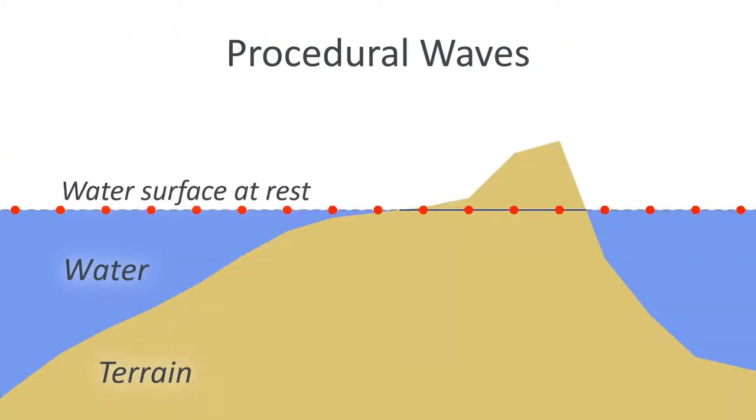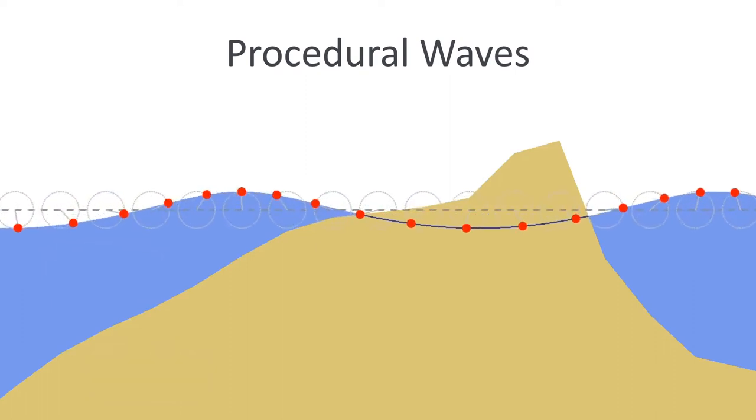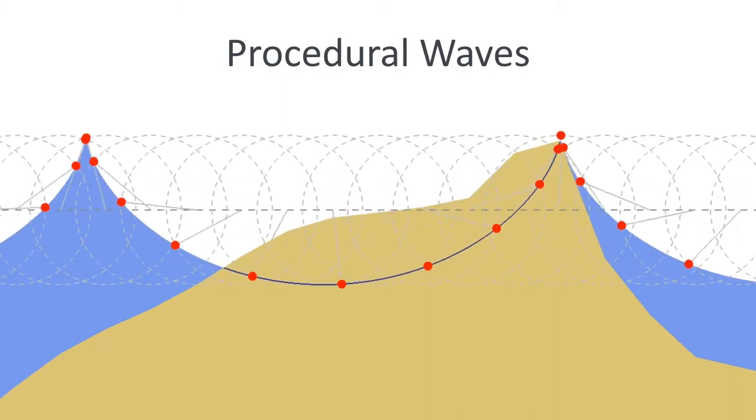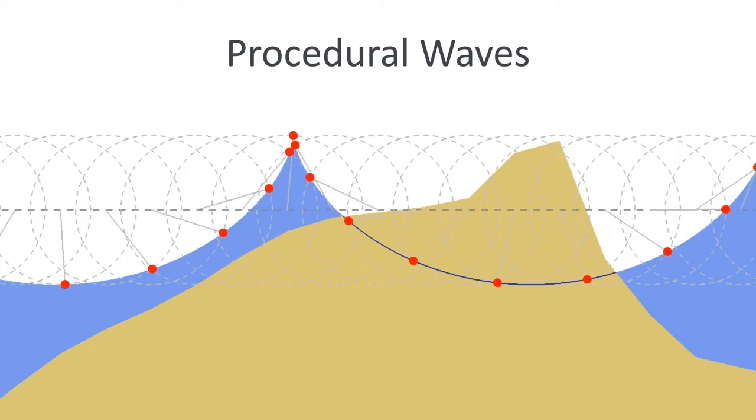This is a procedural wave setup, which is the input to our method. Now we increase the wave amplitude and see how the surface points get displaced while forming a circular motion. At the same time, the water surface intersects the terrain in an unrealistic fashion. Let's have a look how this looks in an actual scene.